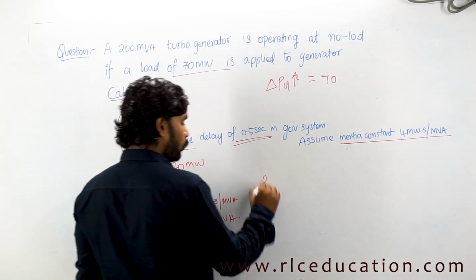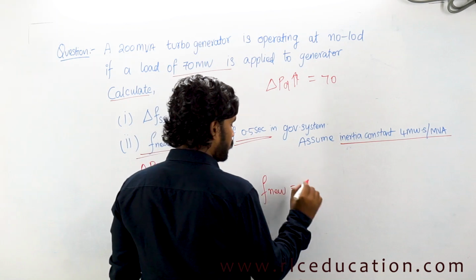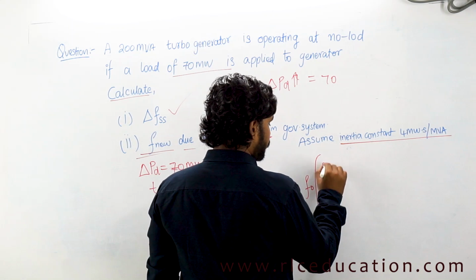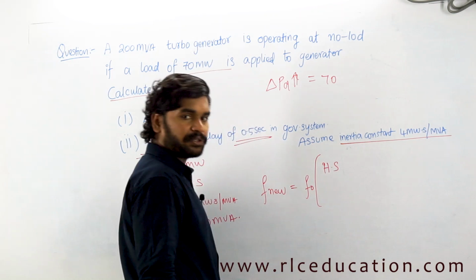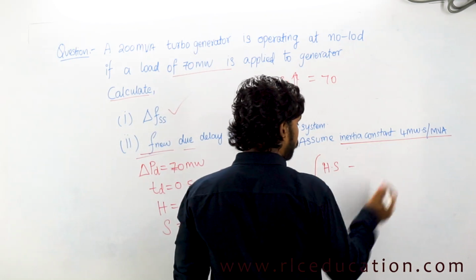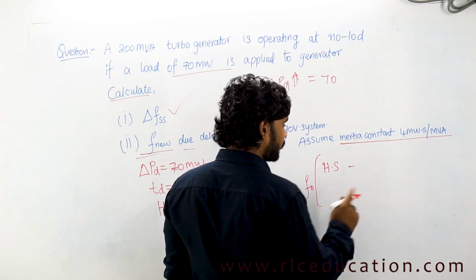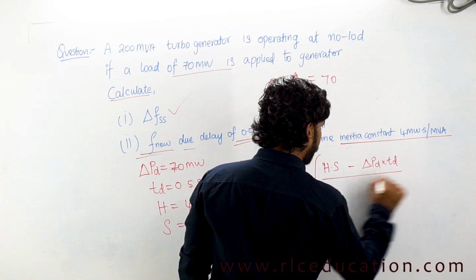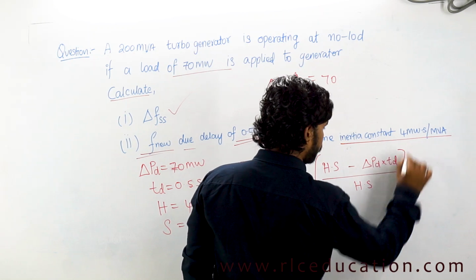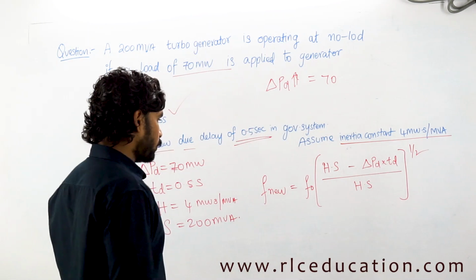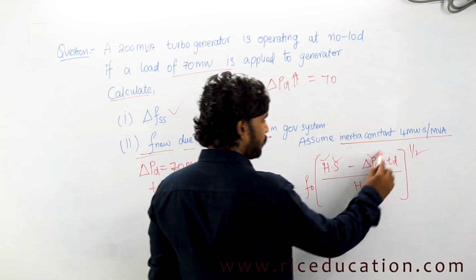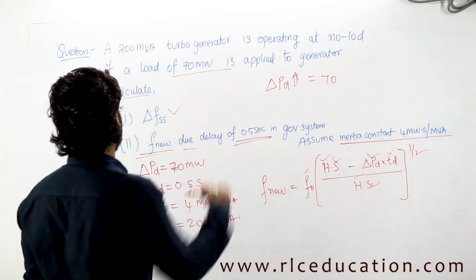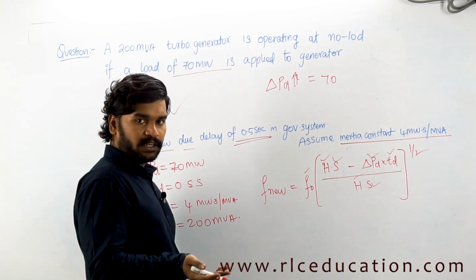So I hope you remember the new frequency formula. The new frequency would be equal to the original frequency into H into S. What is this H into S? Basically that is the kinetic energy of the system. So the load increases means minus change in power into time delay TD divided by the kinetic energy, that is H into S, under root 1 by 2. So you know the value of H, you know the value of S, PD, TD, all values are known. F0 is not given over here, therefore take it as 50 hertz.